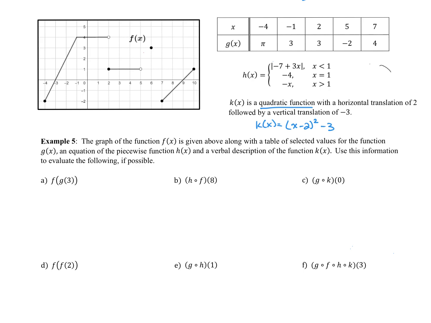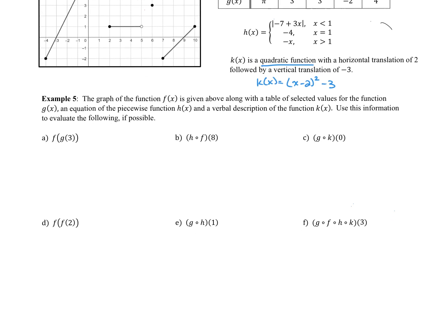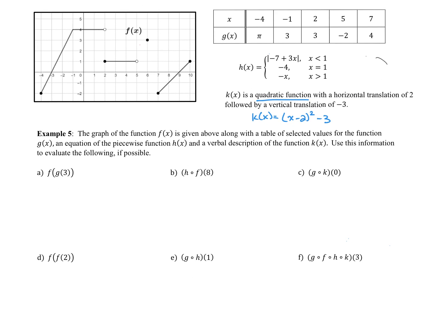All right, so now let's look at example 5. Ethan's going to keep reading. He's doing great. The graph of the function f of x is given above, along with a table of selected values for the function g of x, an equation of the piecewise function h of x, and a verbal description of the function k of x. Use this information to evaluate the following, if possible. All right, fantastic. So the first one we're going to do is f of g of 3. So what do we need to find first? G of 3. We need to find g of 3. And so let's look for g. This one's f. This one's g. So do I have g of 3?